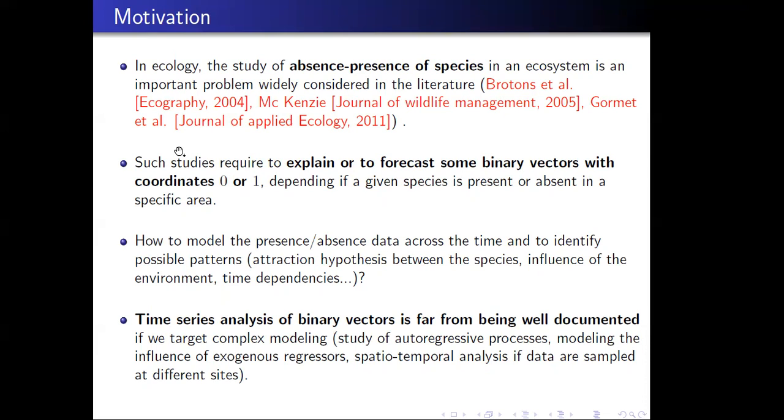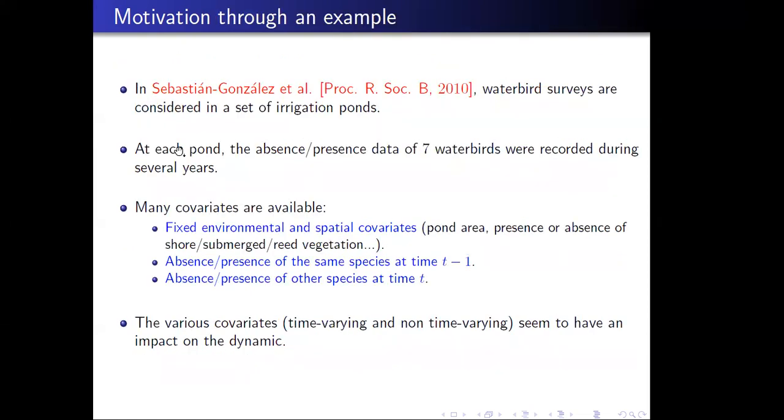What is difficult with this problem is that we have plenty of models for time series analysis, most of them for continuous data, and for multiple binary vectors, it is not very well documented. At least if we consider complex modeling, that is, we want to take into account the time dependency, but also some other covariates. And also, more complicated, we can use at the same time a time series model for which we have several time series of absence-presence data. That is a kind of spatio-temporal analysis. So this is the main motivation for the beginning of this course. So I will just give an example.